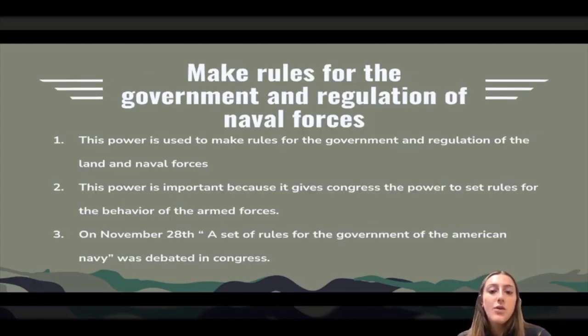The fourth and final power is to make rules for the government and regulation of naval forces. This power is used to make rules for the government and regulation of the land and naval forces. This power is important because it gives Congress the power to set rules for the behavior of armed forces. On November 28th, a set of rules for the government of the American Navy was debated in Congress. And those are the military enumerated powers.